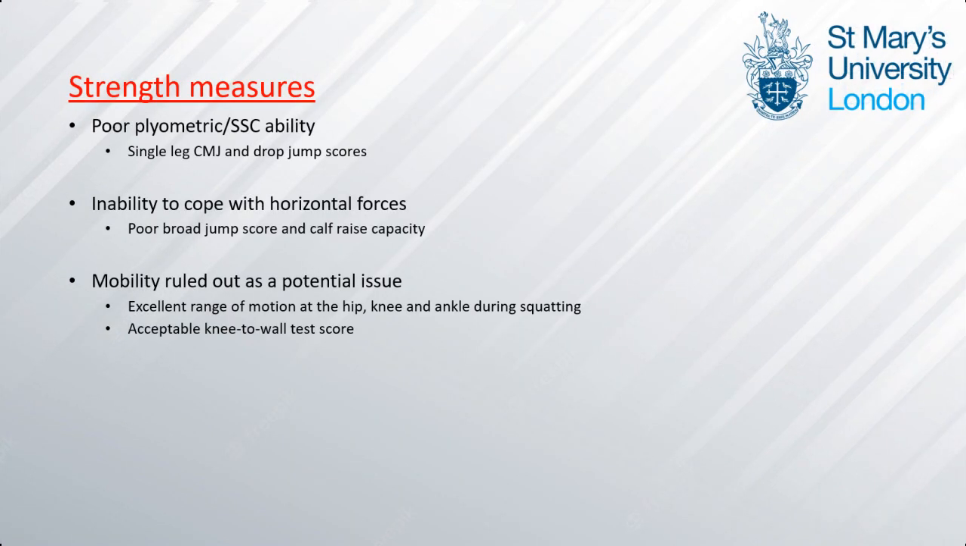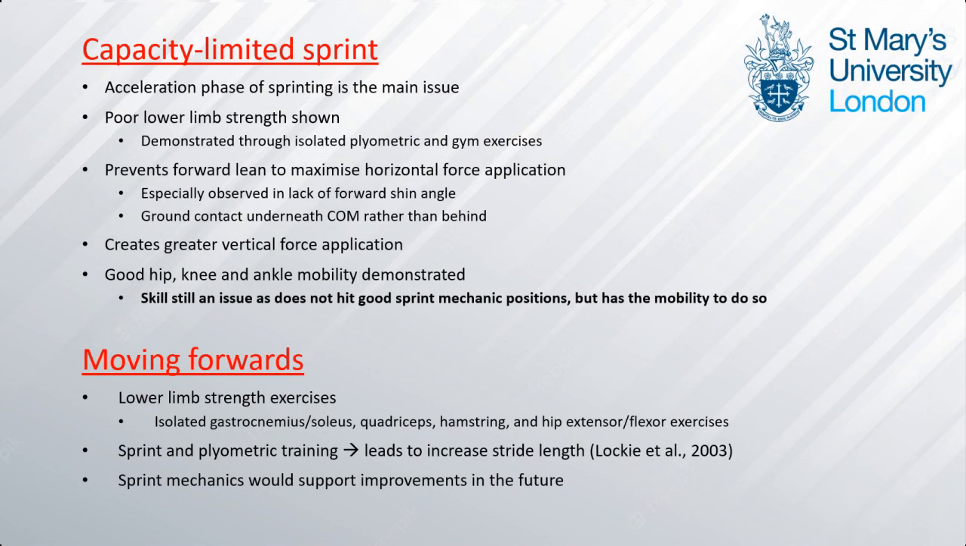So in summary, there was a poor plyometric ability demonstrated. There was an inability to cope with horizontal forces, shown through the forward shin lean and the poor broad jump, and mobility was ruled out as a potential issue. So in complete summary, there was a poor lower limb strength shown, which prevents forward lean to maximise horizontal force application, which was especially observed in lack of forward shin angle and ground contact underneath the centre of mass rather than behind, which creates vertical force application rather than horizontal. There was a good mobility demonstrated, but skill would still be an issue in the future.